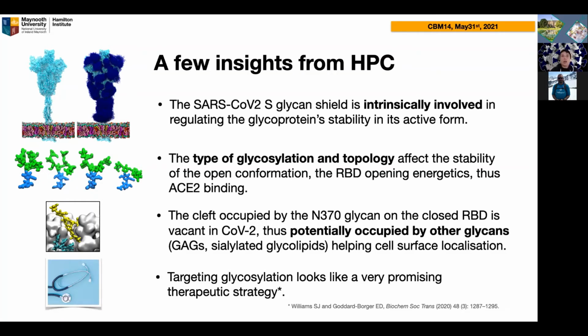All this is a perspective because the glycan shield identity or type and topology affects the stability of the open conformation. Also, targeting glycosylation looks like a very promising therapeutic strategy. And this was discussed by Spencer Williams and Ethan Goddard-Borger in a paper last year.